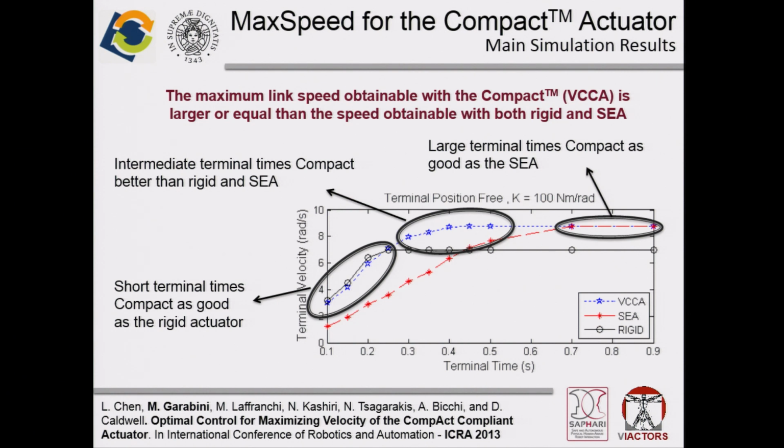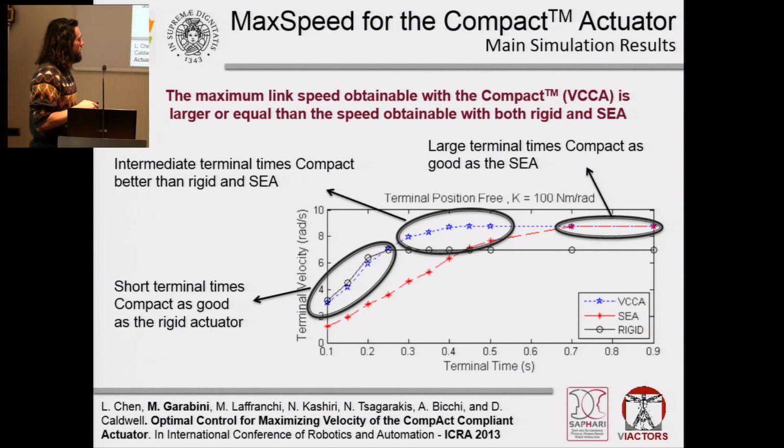Okay, here we have the plot that basically sums up the results of this study, and we can see which advantages a variable damping transmission can give if we want to maximize the speed of the actuator. Here we have a plot in which we can see the maximum velocity against the terminal time. The black line represents the performance of the rigid actuator, and the red dashed line represents the performance of the series elastic actuator, while the blue line represents the performance of the variable damping actuator with the optimal control policy.